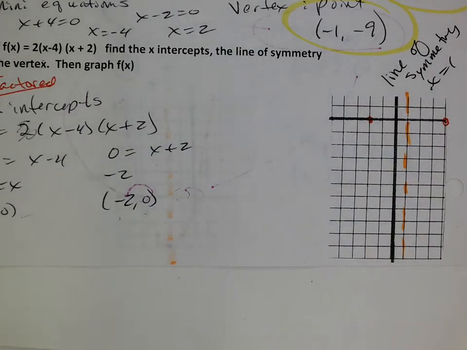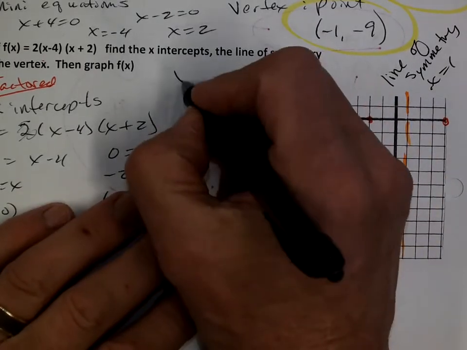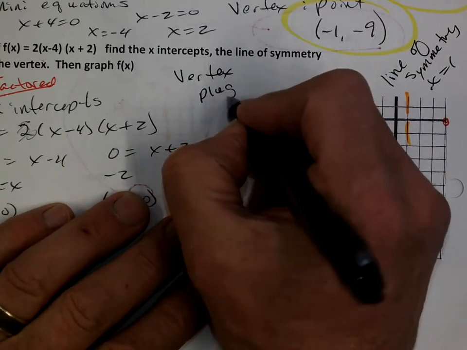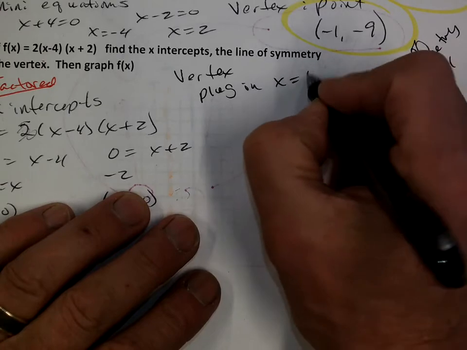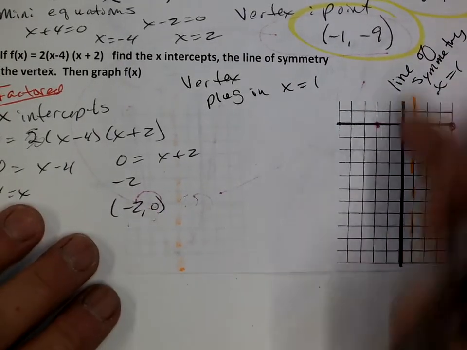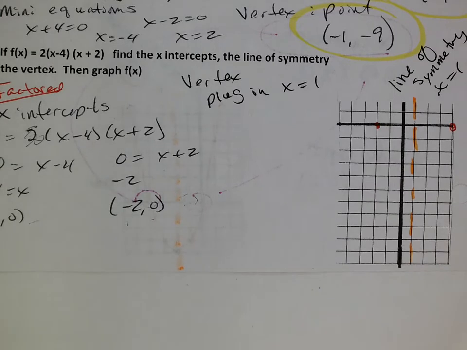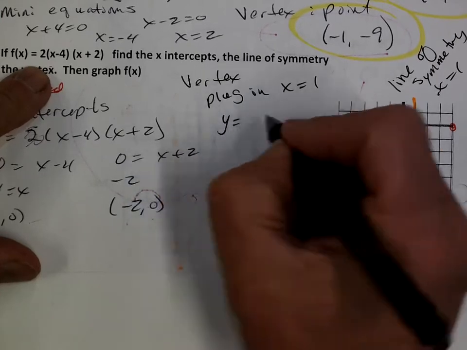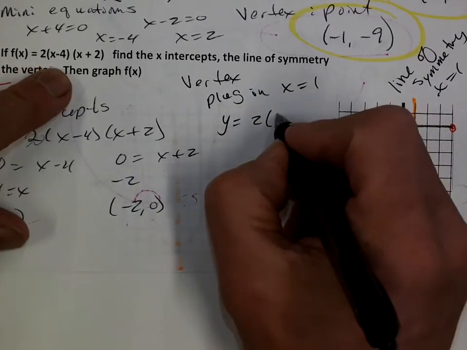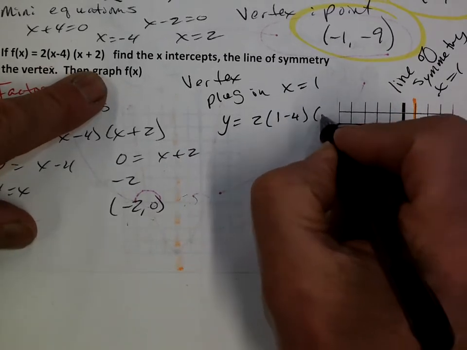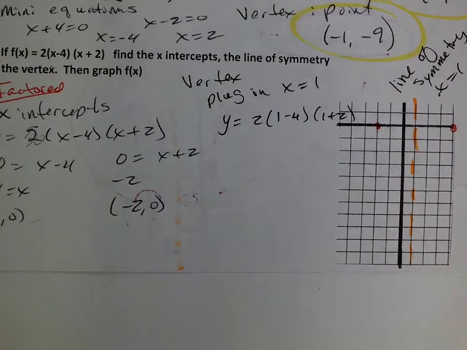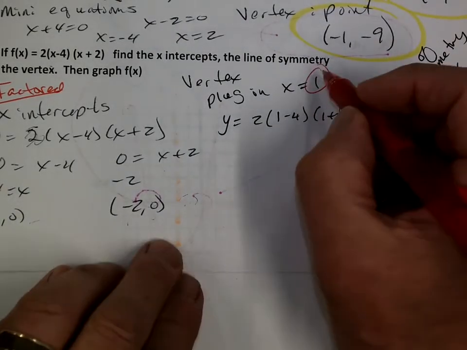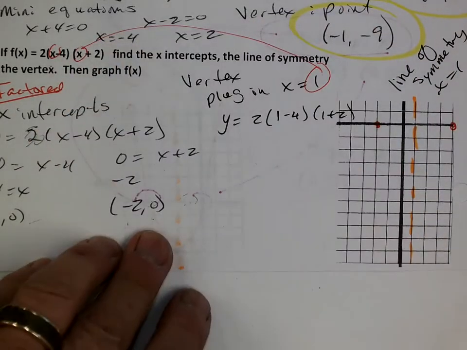And then if I need my vertex, I'm going to plug in x equals 1. Right? Because I've got the 1 something. It's got to be 1 something. What's the something? I don't know. 1 something. Let's plug it in. So y equals 2 times 1 minus 4 times 1 plus 2. So I just plugged them into here. I took my 1 and plugged it in there and there, right?